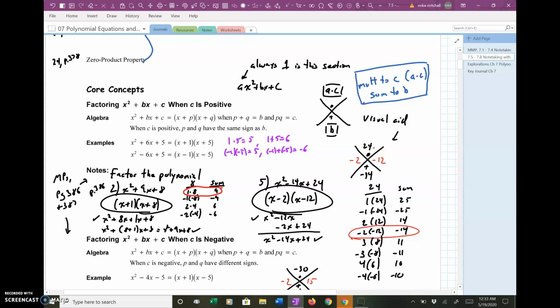Multiply to 24. These numbers I really don't know in there yet. Multiply to 24, add to negative 14. Again, I know this one's going to be double negatives, because to multiply to a positive, sum to a negative, it's got to be 2 negative. Everything that multiplies to 24, negative 2 times negative 12 sums to negative 14. That's where those negative numbers came from before that we had up here. X minus 2, x minus 12. Multiply it out. You can see it comes out to the top. This is a check. The answer is circled.